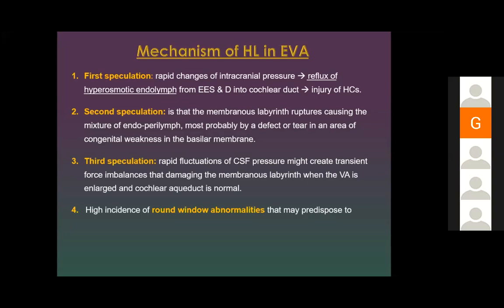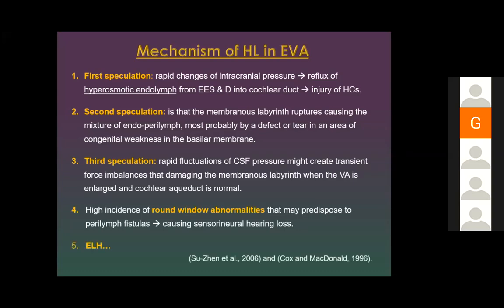Reported with enlarged vestibular aqueduct, predisposed to hearing loss by perilymphatic fistula formation, and also by endolymphatic hydrops. These are speculations as to why patients with EVA can present with hearing loss.